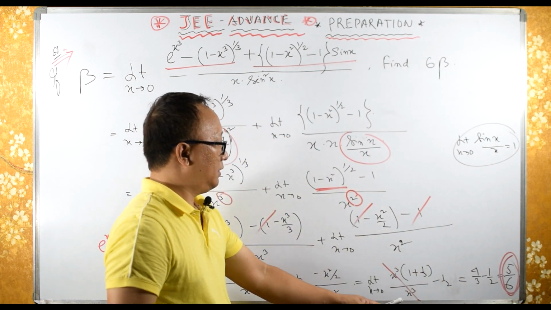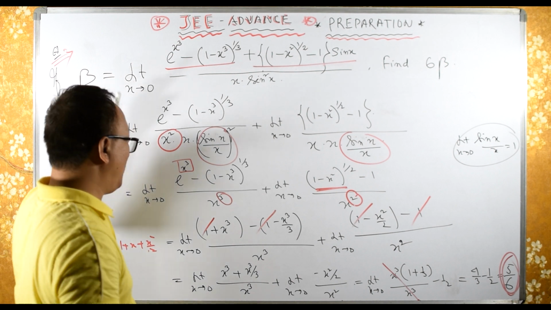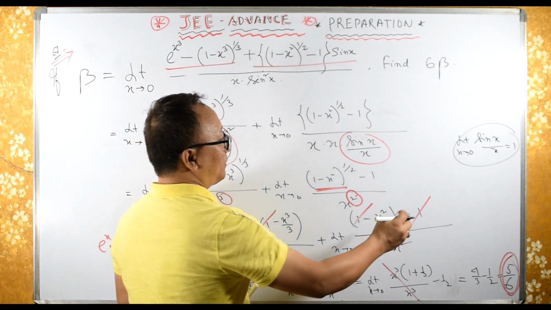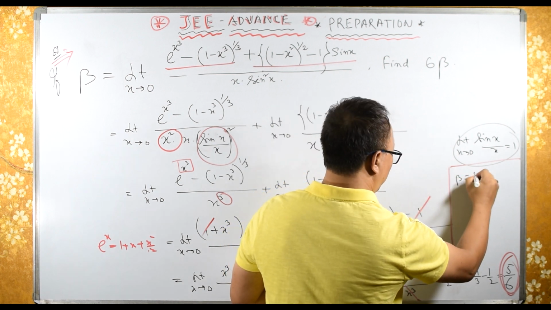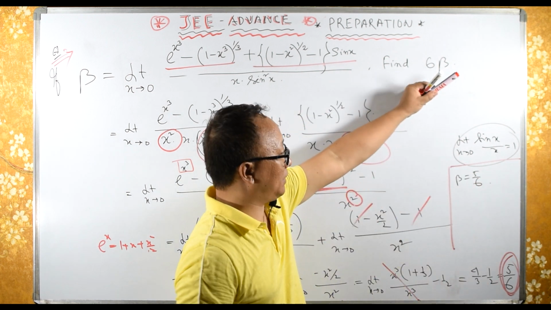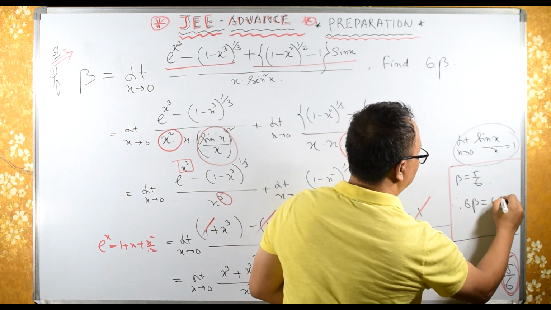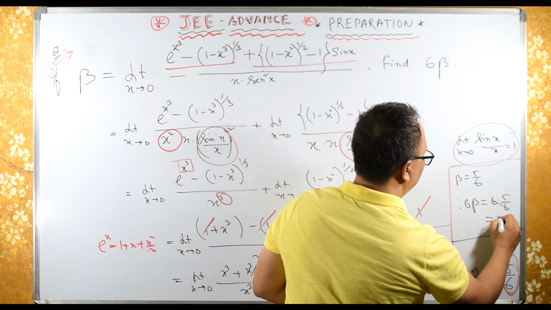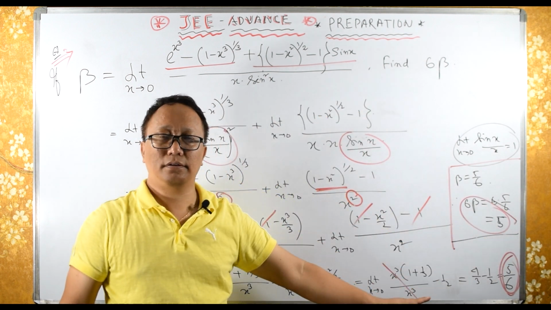This is the value of beta. So beta is 5 by 6. What they're asking is 6 beta. Therefore, 6 beta equals 6 into 5 by 6, which is 5. So the value of 6 beta becomes 5.